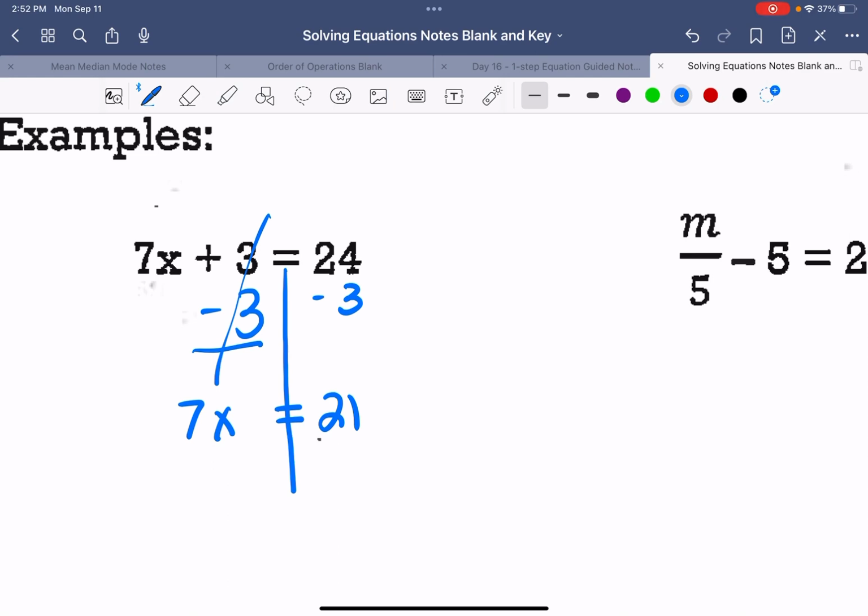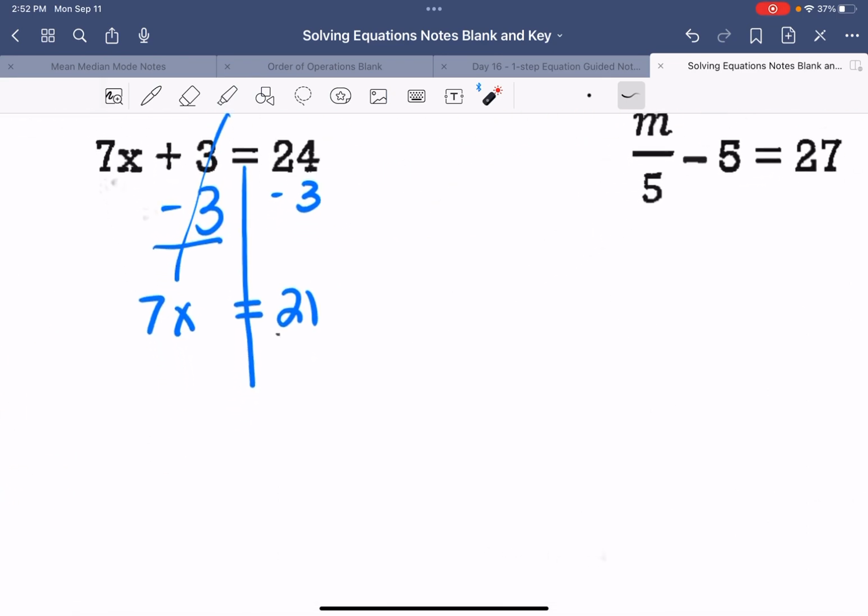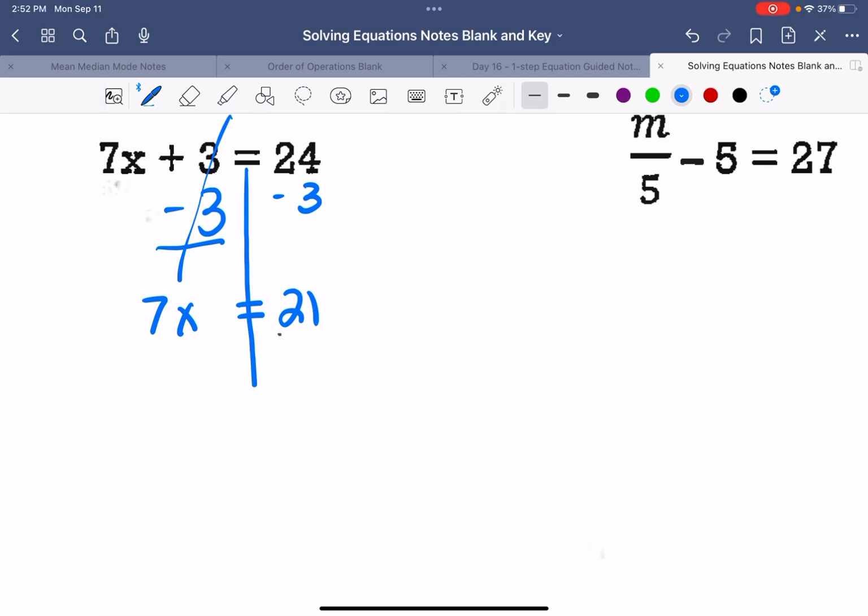So what you should be doing now is, if we look at PEMDAS, I go, ooh, there's no more addition, subtraction. My next step is my multiplication, division. Look what I have here. I have a multiplication problem. All right, I'm going to now divide, which is the opposite, divide by 7.